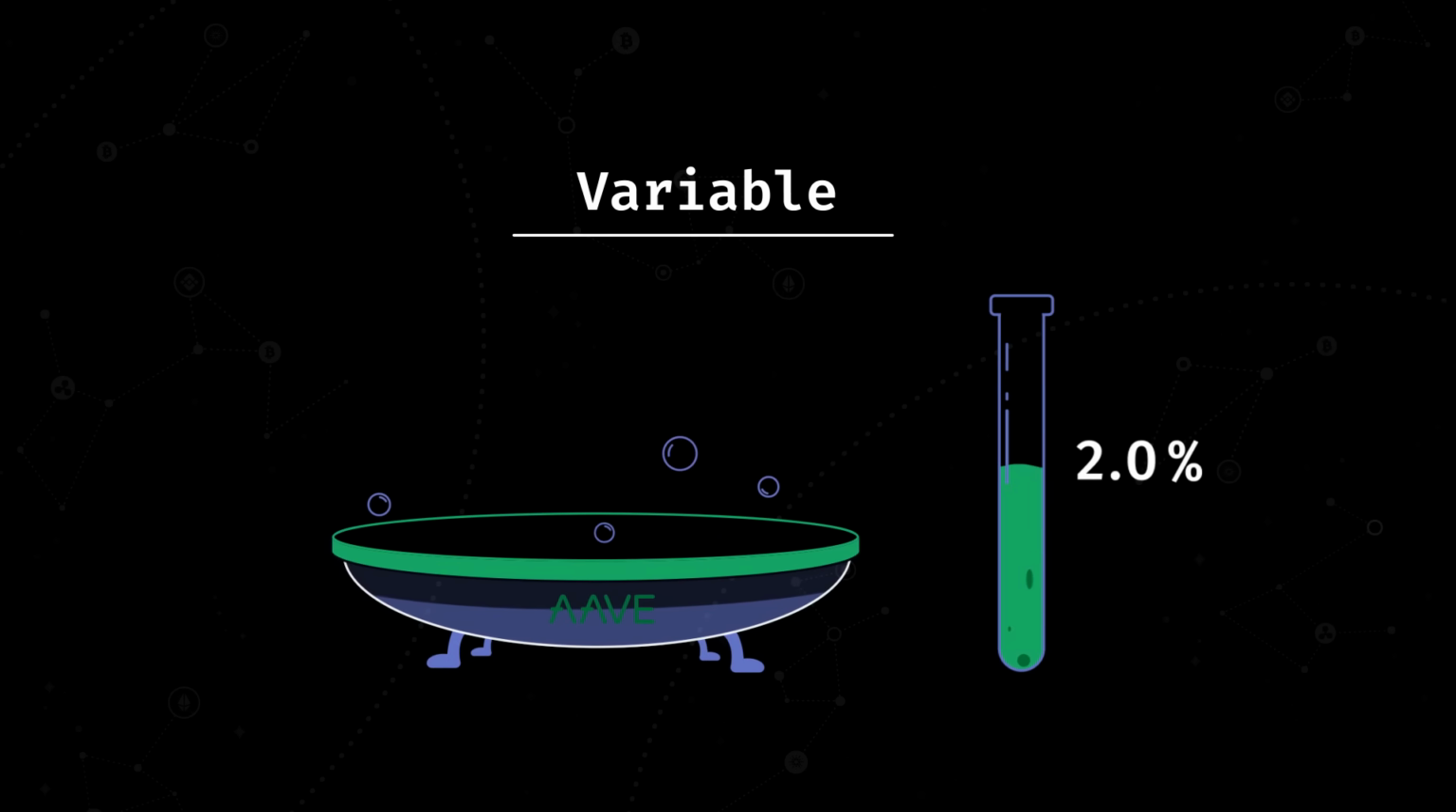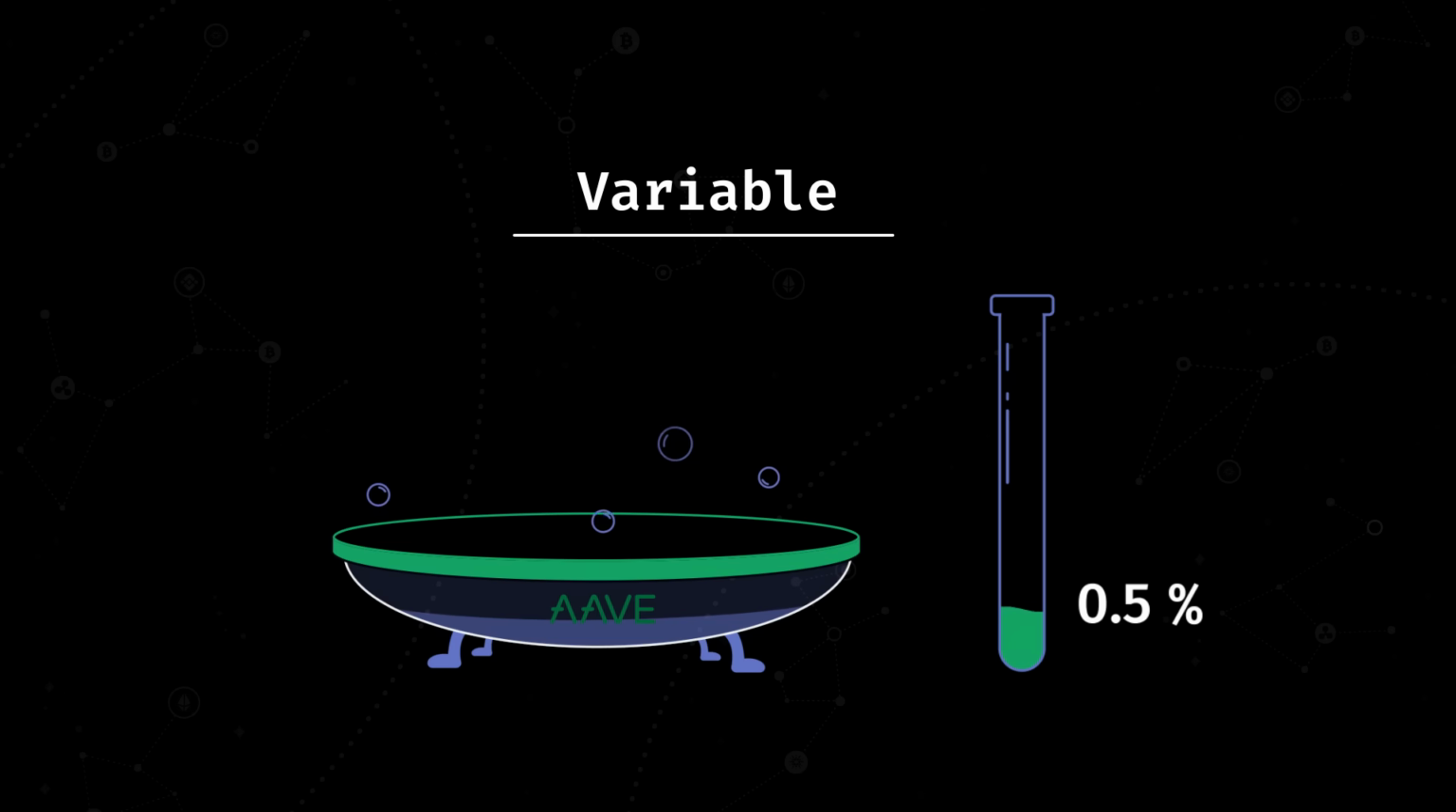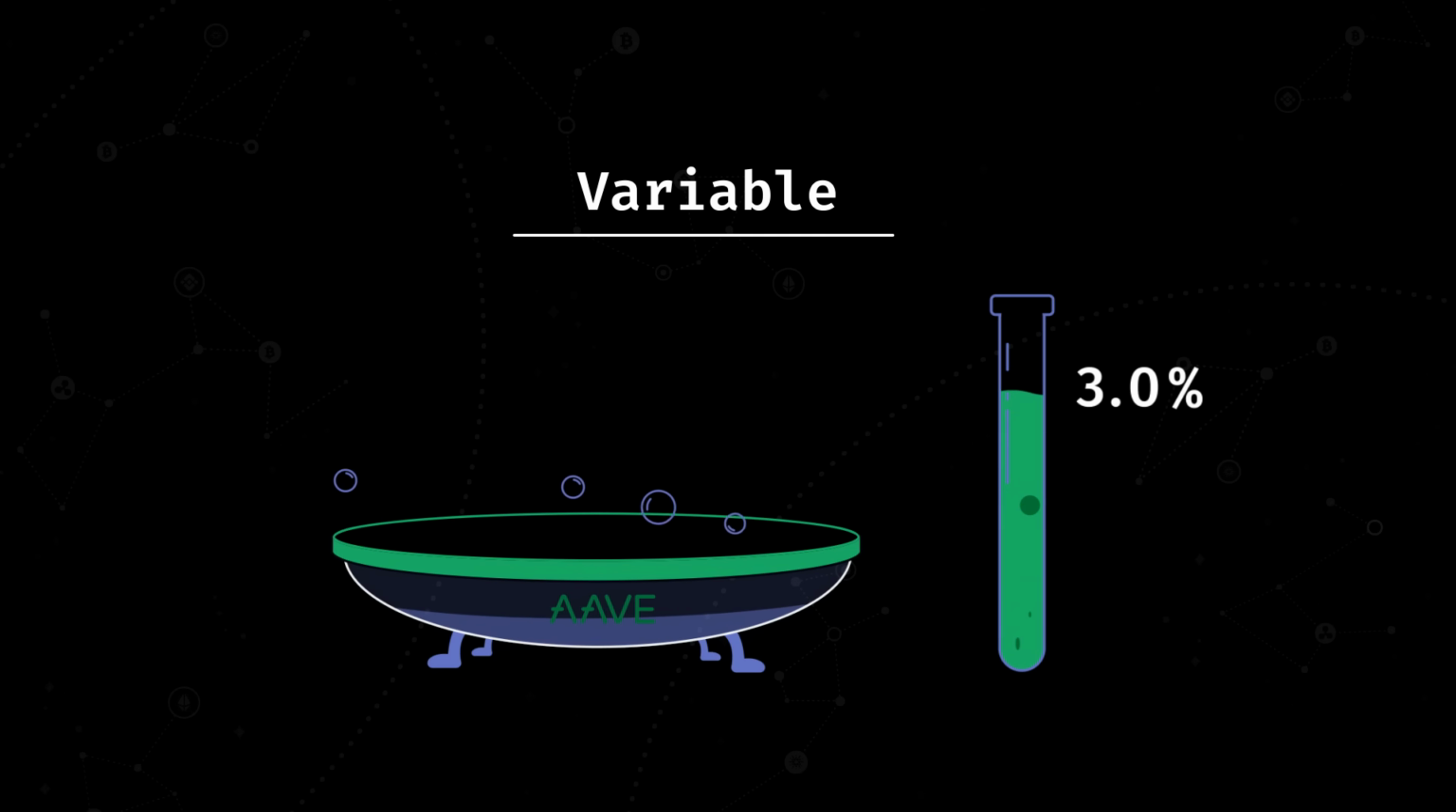The variable interest rate depends on the use of the protocol's liquidity pools. The logic behind the variable rate changes as follows. When there is capital available, interest rates are set low to incentivize borrowing, and vice versa. When there is a shortage of capital, interest rates can get higher to incentivize debt repayment and additional fund supply.